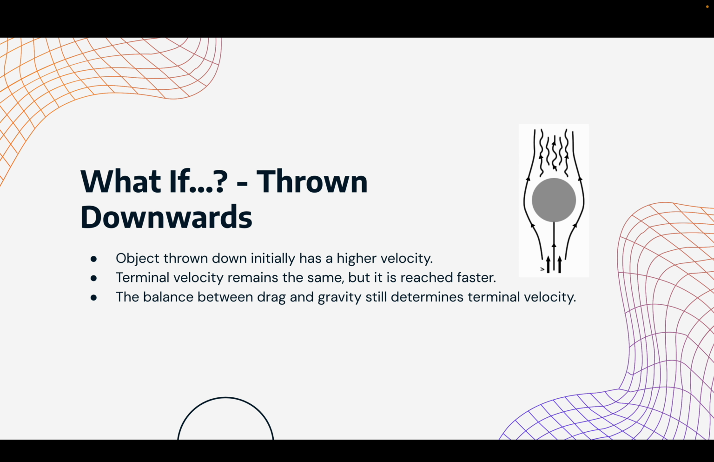What if we threw the object downwards instead? An object thrown down initially has a higher velocity, but terminal velocity remains the same, but it's also reached faster because you're going down faster. And the balance between drag and gravity still determines the terminal velocity. So that's what happens.